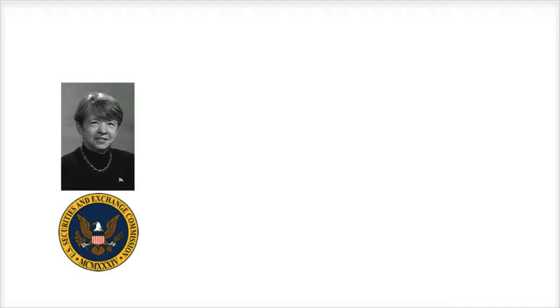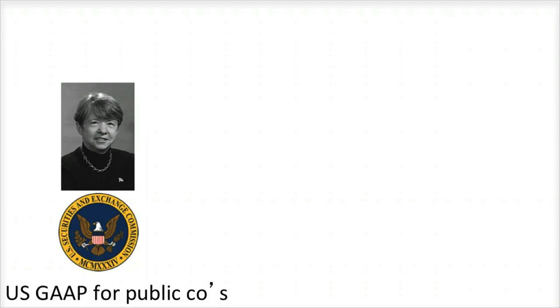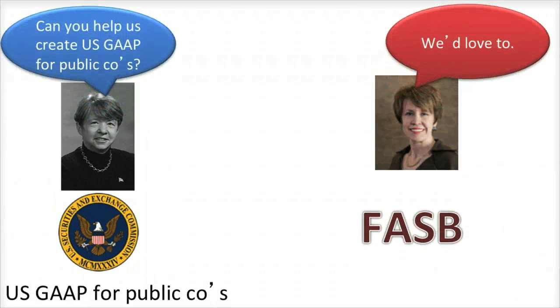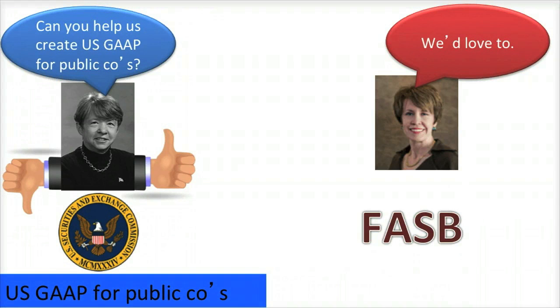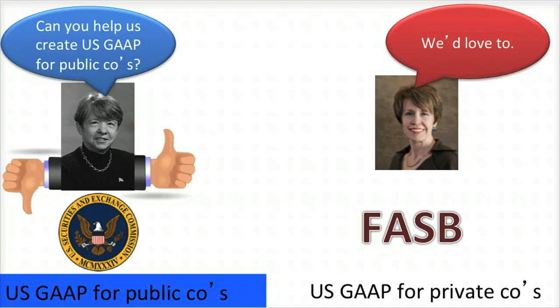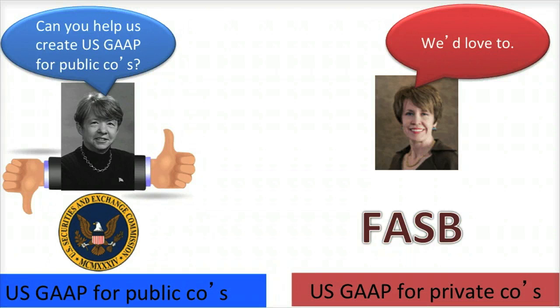Effectively, although the SEC has ultimate legal authority for the creation of US GAAP for public companies, it has asked the FASB to help by proposing new standards which the SEC can choose to either accept or reject. The SEC also creates its own standards which become part of US GAAP for public companies. Therefore, in the United States, we have two sets of US GAAP: US GAAP for public companies, as issued by the FASB and modified by the SEC, and US GAAP for private companies, as issued by the FASB with no modifications.